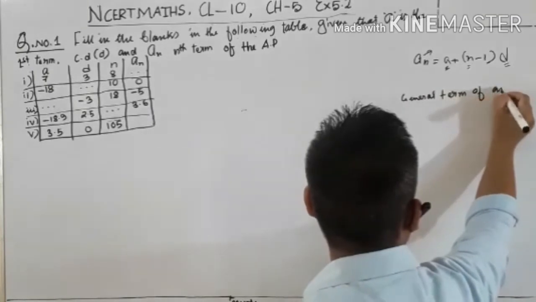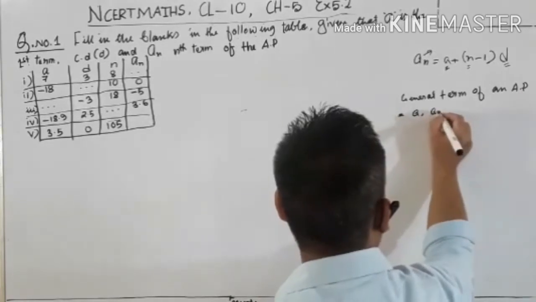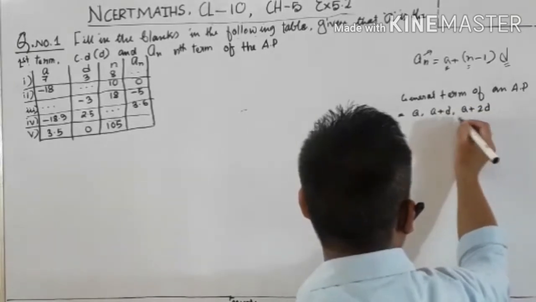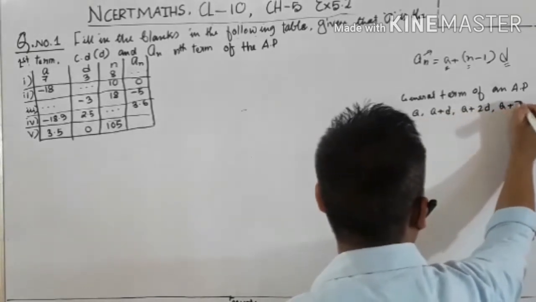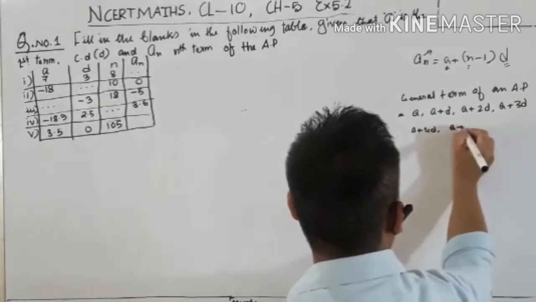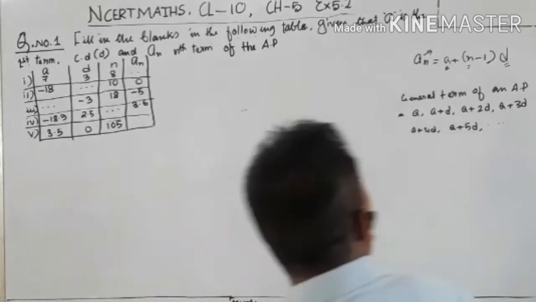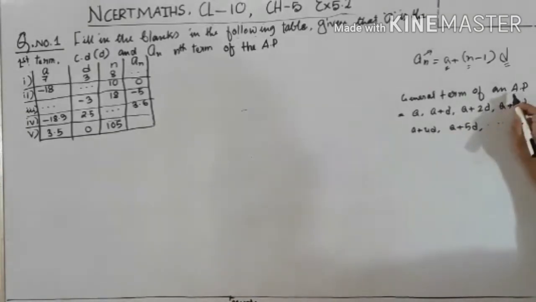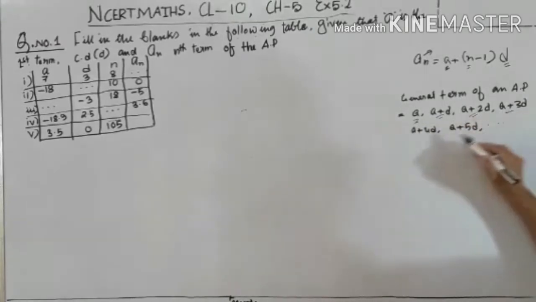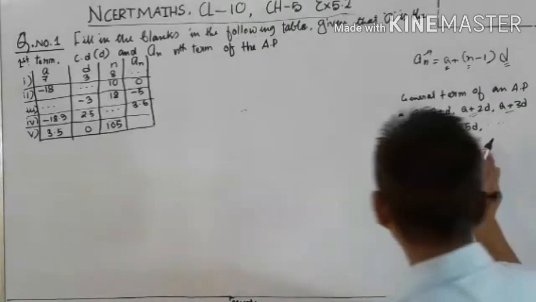The general term of an AP is given by a, a plus d, a plus 2d, a plus 3d, a plus 4d, a plus 5d, and so on. So the general term of an AP is given by this: the first term, second term, third term, fourth term, fifth term, sixth term. Let me show you how it is.